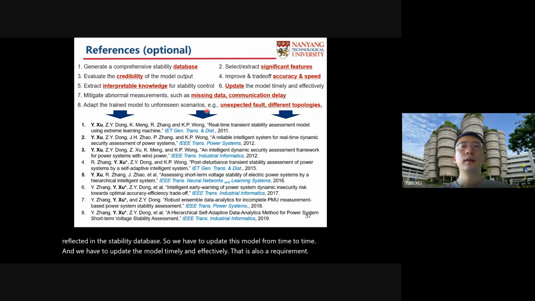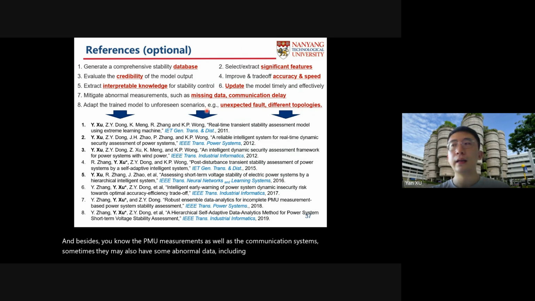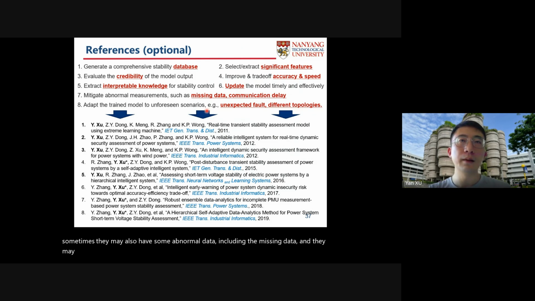And besides, the PMU measurements, as well as communication systems, sometimes they may also have some abnormal data, including the missing data, and they may also have time delay, communication delay. So when the data is missing or the signal transmission is delayed, how can this machine learning model work? So we also need to consider these issues.